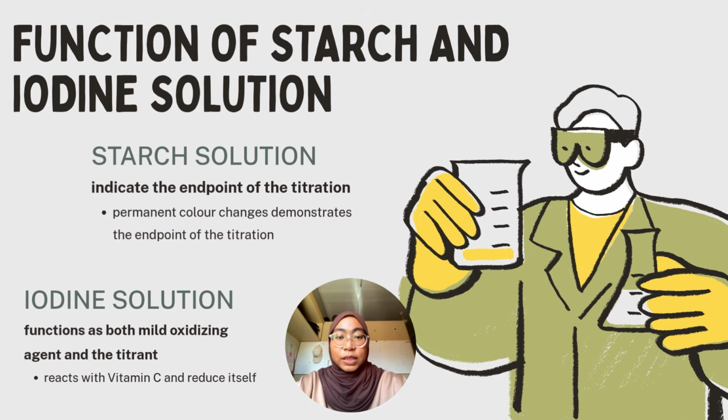The first one is starch solution. Starch solution indicates the endpoint of the titration. The permanent color change demonstrates the endpoint of the titration. Then, the iodine solution. The iodine solution functions as both a mild oxidizing agent and the titrant. It reacts with vitamin C and reduces itself. What happens is the iodine oxidizes vitamin C into dehydroascorbic acid and is reduced to iodide ions as it drips into the lemon juice.